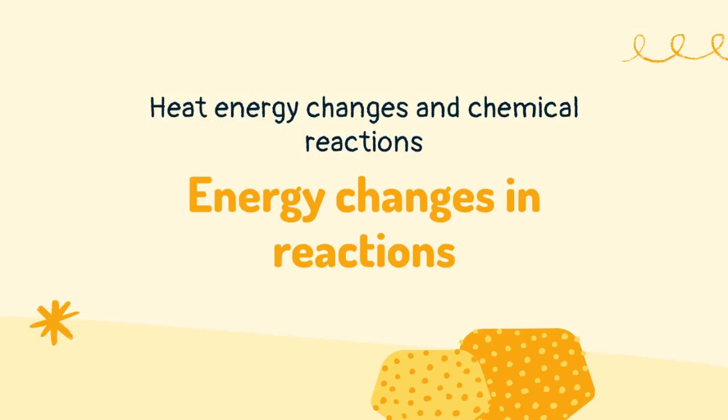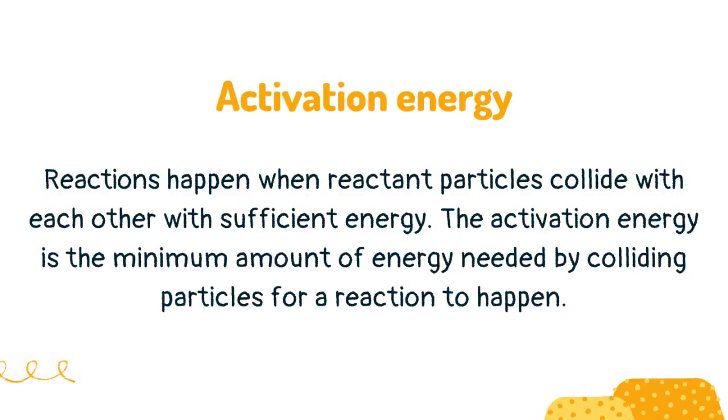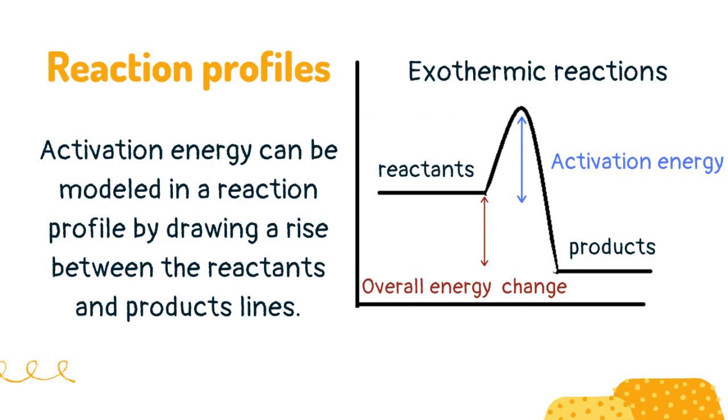Energy changes in reactions. Reactions happen when reactant particles collide with each other with sufficient energy. The activation energy is the minimum amount of energy needed by colliding particles for a reaction to happen. Activation energy can be modeled in a reaction profile by drawing a rise between the reactants and products lines. The activation energy is shown in blue and the overall energy change is shown in red.